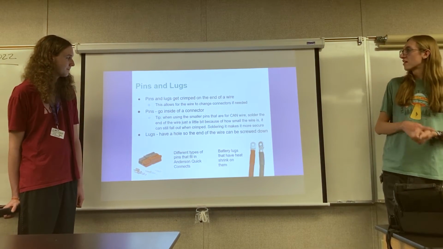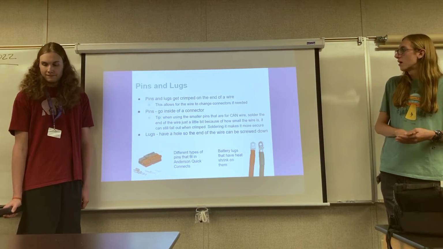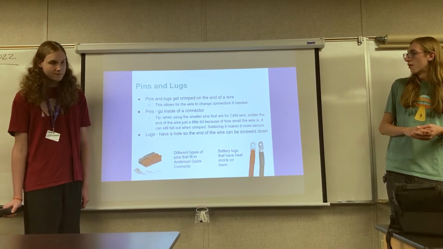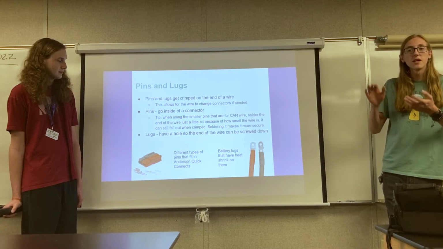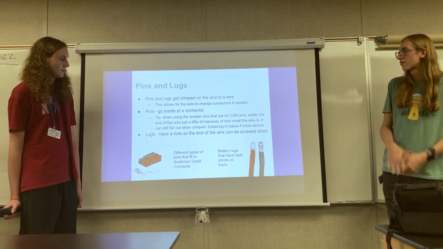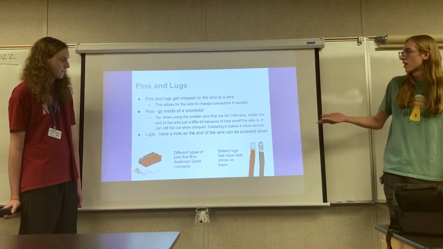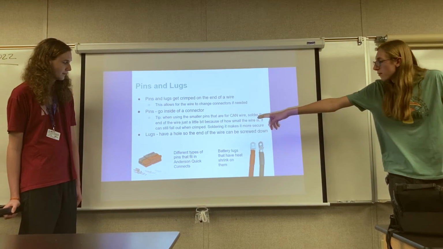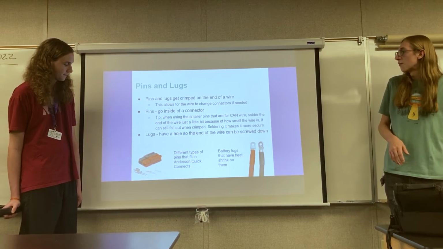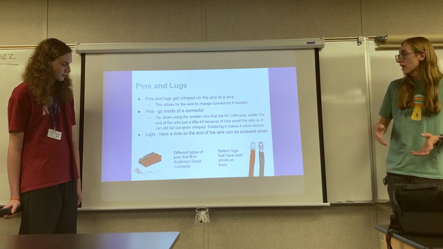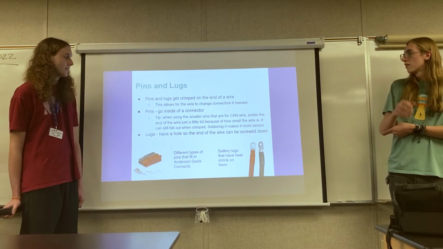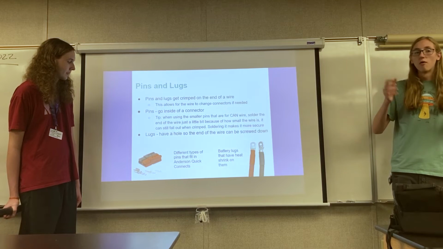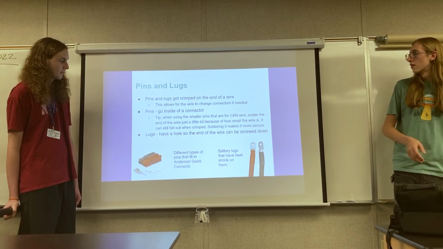So, pins and lugs, these are the things that you crimp on the end of a wire. Our battery connectors had to be put on our wire somehow, and to do that, we use pins and lugs. Pins go inside of the connector, which is that little plastic thing right there. When you use the smaller pins for the CAN wire, you want to solder the end, just so that way it won't fall out when you crimp it.